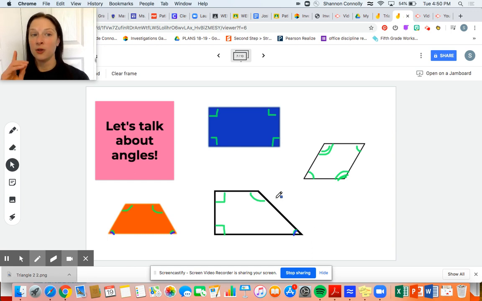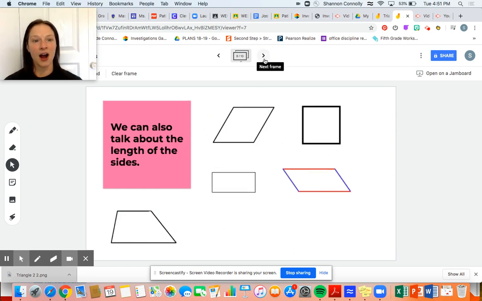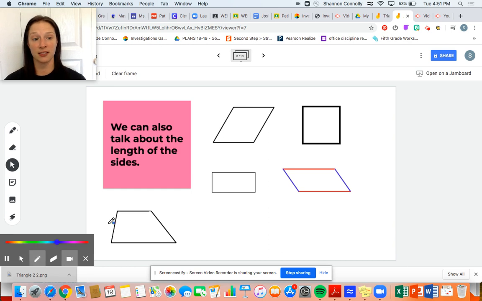So you can talk about 4 sides, 4 vertices, 4 angles. You can talk about the pairs of parallel lines: 0 pairs of parallel lines, 1 pair of parallel lines, 2 pairs of parallel lines. You can talk about right angles, acute angles, obtuse angles, but we're not done yet. What else can we talk about? Well, let's find out. All right, you can also talk about the lengths of the sides. All right, so a couple ways to talk about the lengths of the sides.